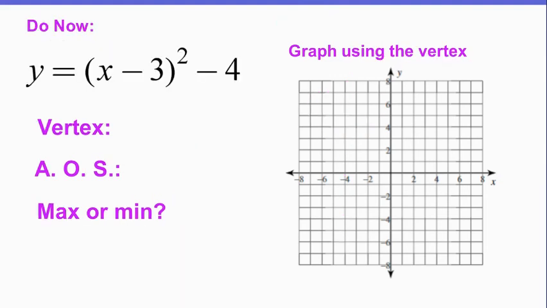Okay, so another one. Actually, I'm not going to do this one. I'm going to write the vertex, 3 comma negative 4, x equals 3. And then you could graph using the vertex and using the y-intercept. You should be able to find it. Try this one out on your own and then head to the assignment for today.